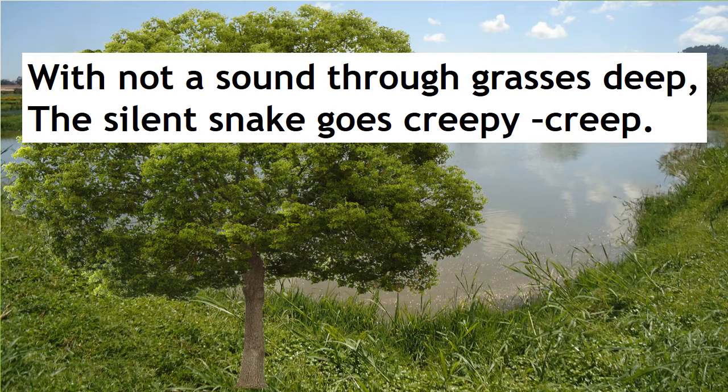With not a sound through grasses deep. Students, when the snake moves through the grasses, what type of grasses? Deep grasses. Deep means tall and thick. When it is moving through the deep grasses, then also it is not making any noise. And how is it moving? The silent snake goes creepy creep. It is moving very silently. It is just creeping on the ground.